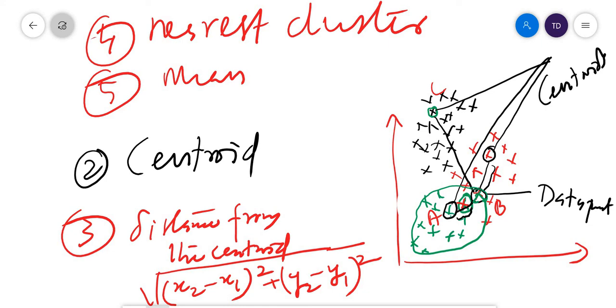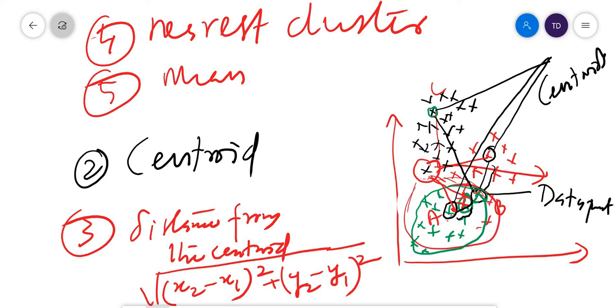This process continues. So we updated this. I am taking another data point here, this black one. This is our next data point. Again I will calculate the distance from the centroid. Our centroid is now shifted from this. The minimum distance is towards the green cluster. Again this point is added to the green cluster, and again the centroid of the green cluster is updated.